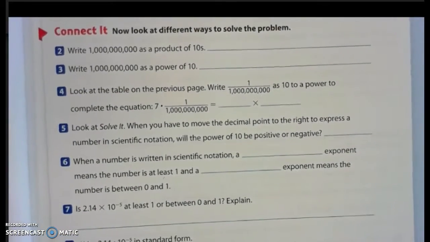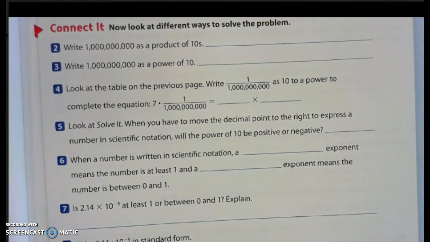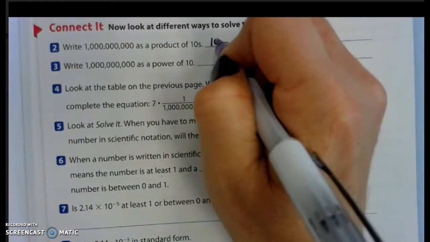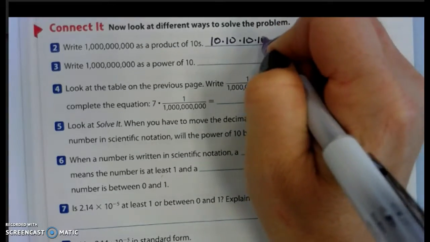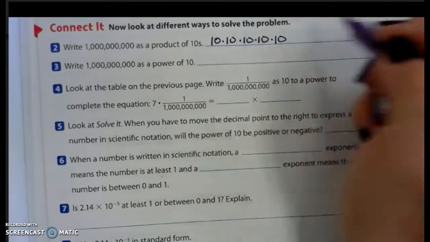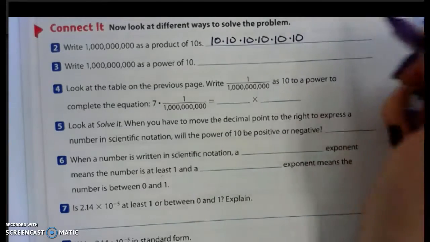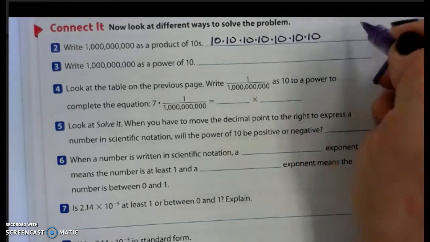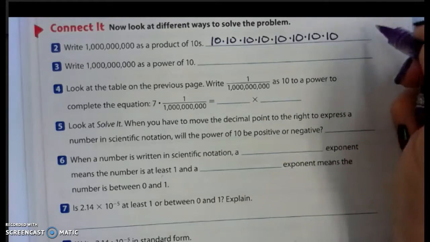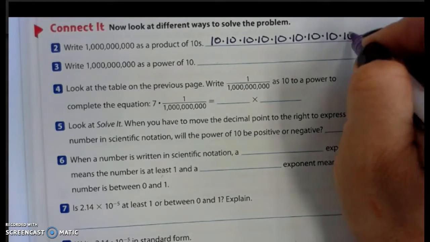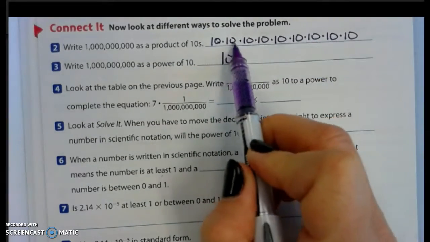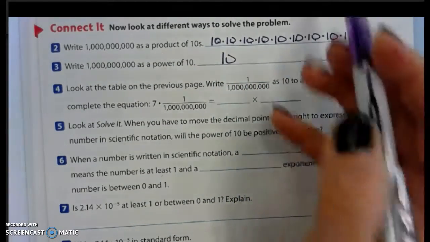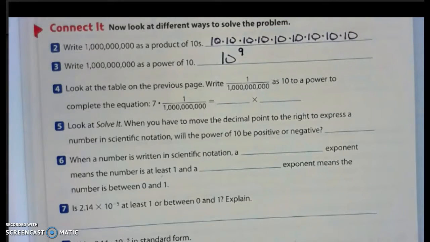Number 2 wants you to write 1 billion as a product of tens. 10 times 10 is 100. Times 10 is 1,000. Times 10 is 10,000. Times 10 is 100,000. Times 10 is a million, times 10 is 10 million, times 10 is 100 million, times 10 is a billion. Now they want you to write it as a power of 10. That would be 10 to the 1, 2, 3, 4, 5, 6, 7, 8, 9. That would be 10 to the 9th.